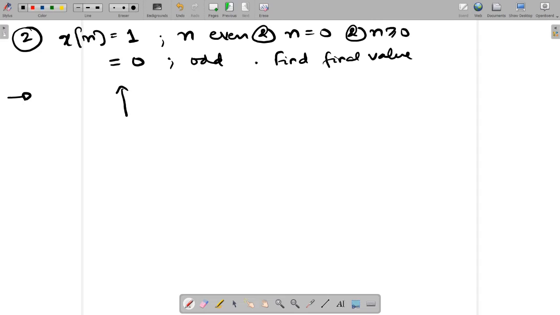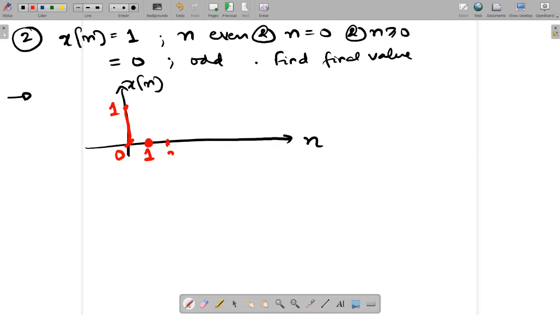Okay, let us plot x of n, please. X of n is equal to 1 for n is equal to 0. Okay, 1 for n is equal to 0. X of n is equal to 0 for all odds. So for every even, you will find x of n is equal to 1. And for every odd, x of n is equal to 0. So this is your x of n. Right? Okay.